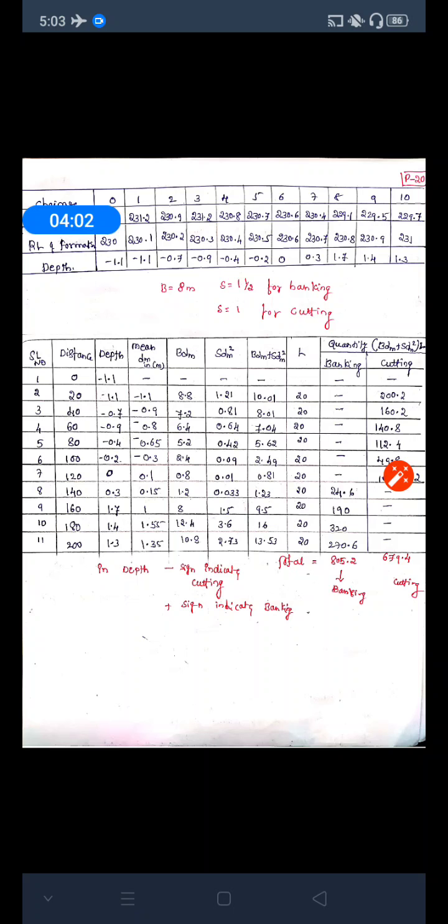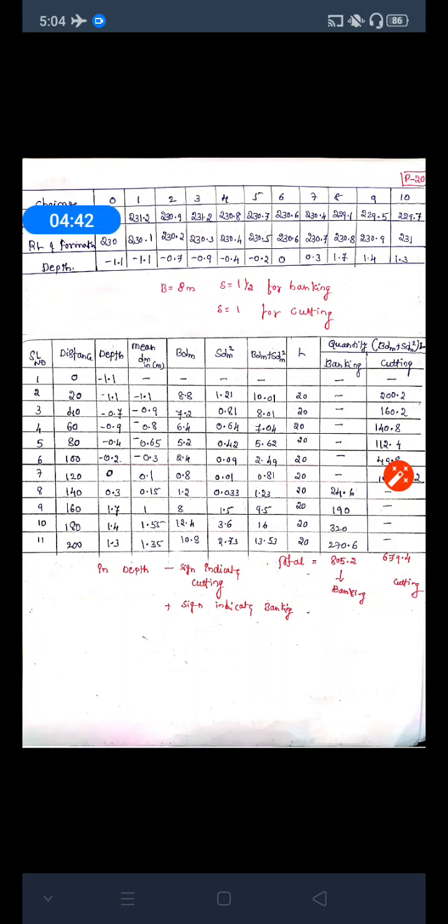As I told you, negative values of the depth indicate cutting, and positive values of the depth indicate banking here. Similarly you have to prepare a tabular column like this: serial number, distance, depth, mean depth, area of the central portion and area of the sides. The area of the central portion is B into dm, the area of the sides equals S into dm square, where S is the side slope, and the total area equals B dm plus S dm square, and the length column. After that we should find the quantity equals total area into length. It may be either banking or cutting.